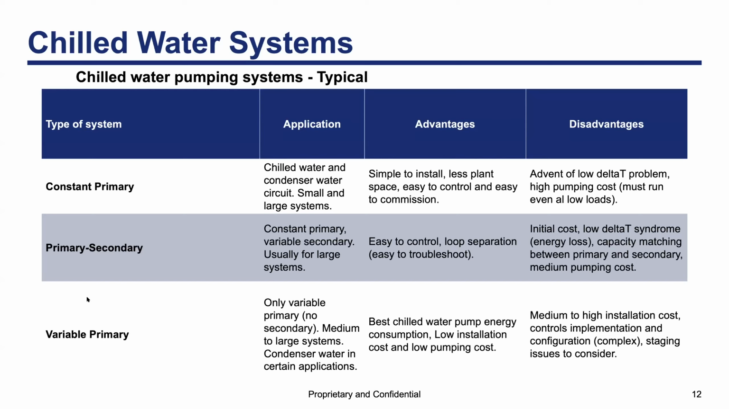Then for variable primary, it's essentially a primary and secondary system, but without one set of pumps. This system basically eliminates the set of pumps in the primary loop, but the secondary pumps remain. In this type of system, the flow varies through the chillers, through the coils, and throughout the building. And the main idea, the whole idea, is to save energy by varying the flow using VFDs. That's a very general and main concept about VPF or variable primary flow.